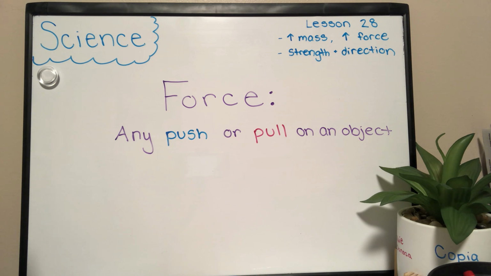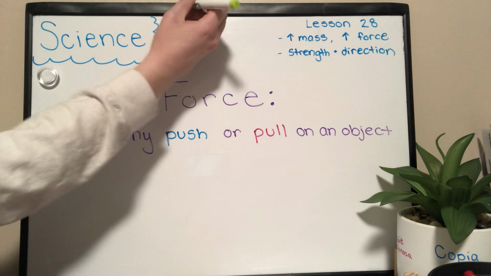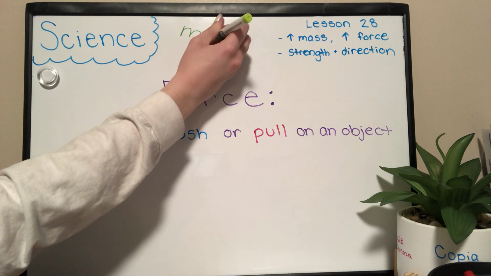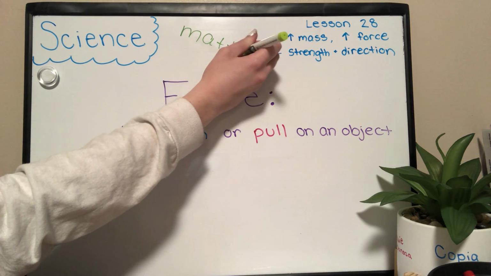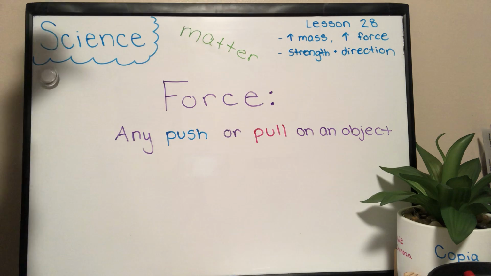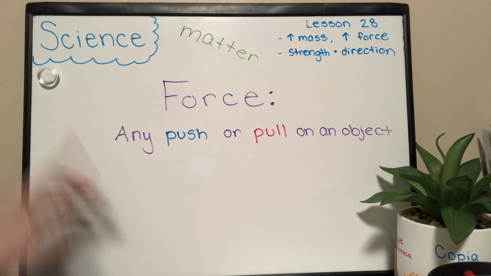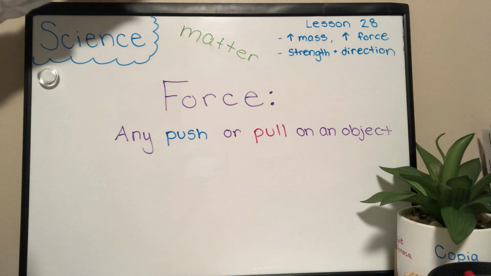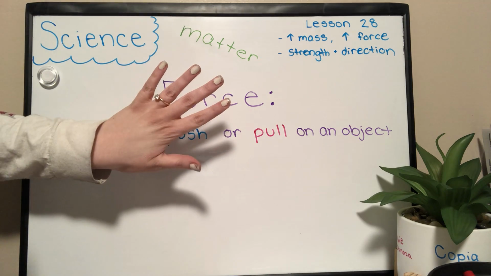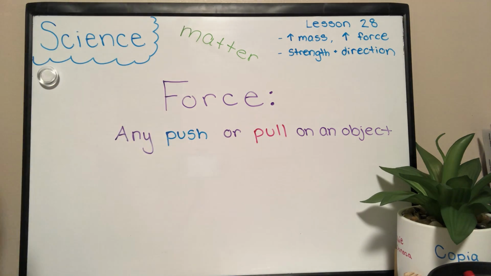So, let's bring it back to way earlier in the year when we talked about this word, matter. What is matter? We talked about how pretty much everything is matter. Everything around us that we can see and touch and feel. This marker is matter. This magnet is matter. This whiteboard is matter. My ring is matter. My hand is matter. Everything we can see, touch, and feel.